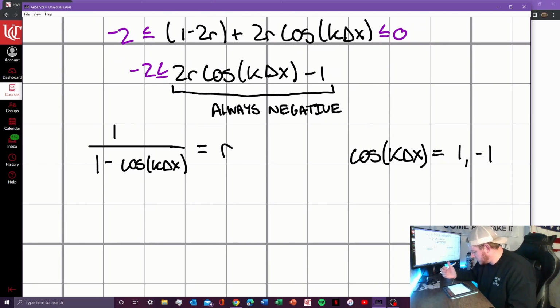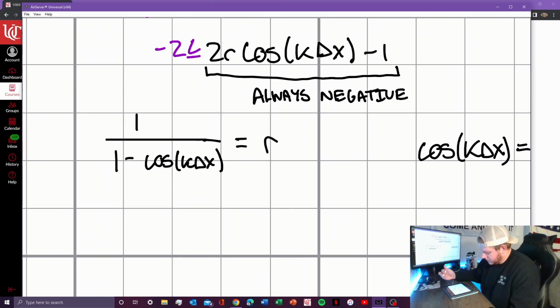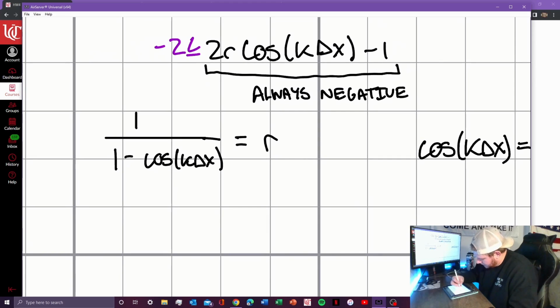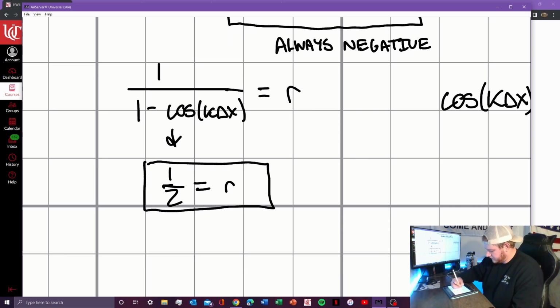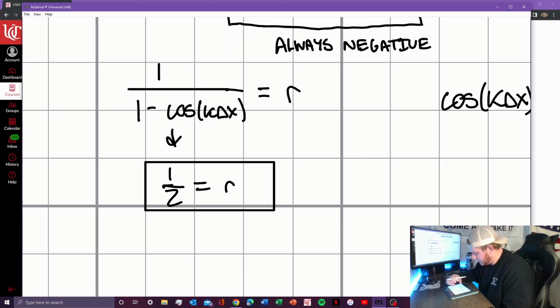And since we know that cosine of k delta x is either equal to 1 or negative 1, those are the highest values. When cosine is 1, this is 0, so that would mean it's nearing infinity, which we don't want. But when it's negative 1, that means this is going to 1/2, which is exactly what we got for the time step in the last part, which confirms what we had. So this is exactly what we wanted.